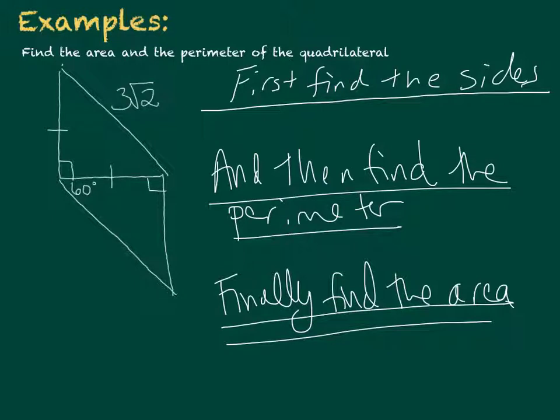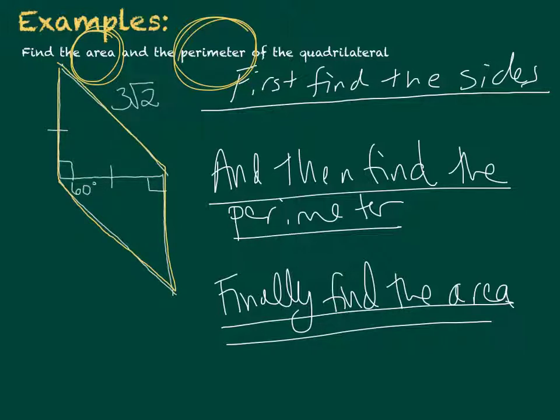So here's your extra credit problem. Using the special right triangle properties, I want you to find the area and the perimeter of this quadrilateral. Have fun. Email me your answer by the beginning of next class.